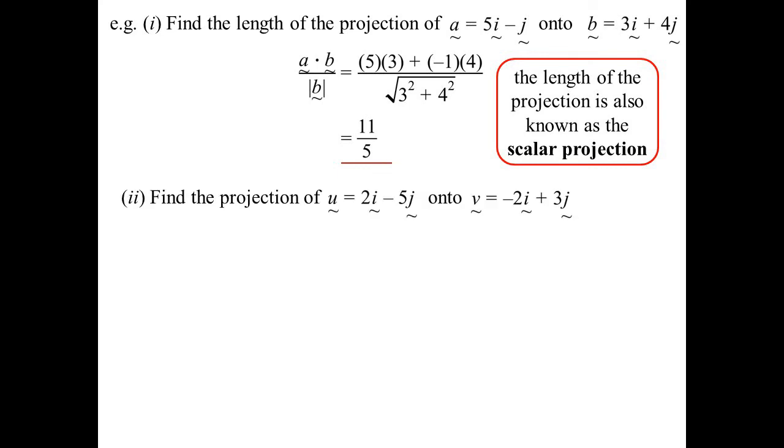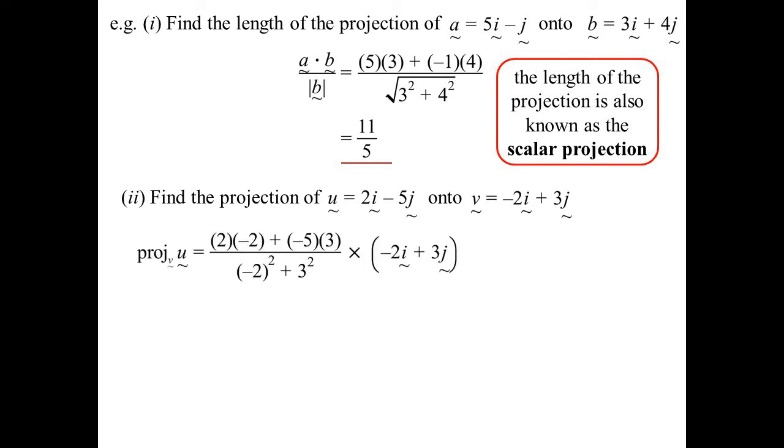Well, let's do an actual projection then. So we're going to project 2i minus 5j onto minus 2i plus 3j. So the projection of u onto v. So it'll be u dot v over v dot v times the vector v. So u dot v, 2 times -2, plus -5 times 3. On the bottom, even though I think of it as v dot v, remember I know it's magnitude of v squared, so it's basically sum of 2 squares, -2 squared plus 3 squared, but I'm multiplying it by the vector minus 2i plus 3j.